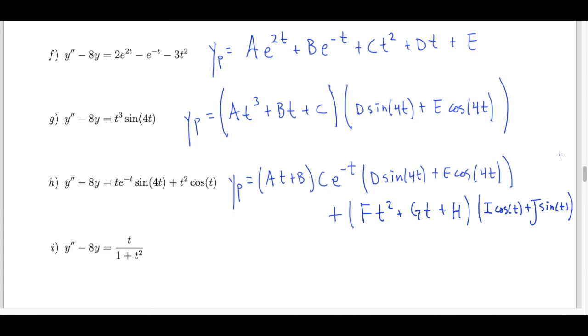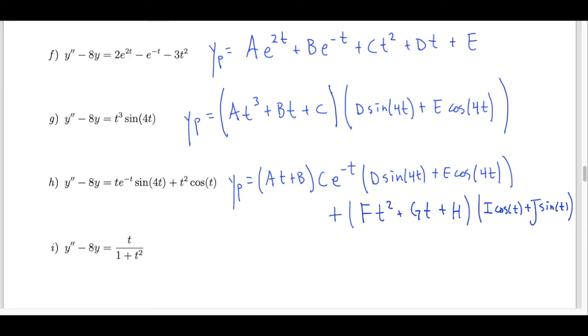Okay, there's quite a few terms going on in this y sub p. If I look at my g of t, first I have a linear function times an exponential times sine of 4t. So if I look at the corresponding terms in y sub p, I have a general linear function, the appropriate exponential, and then since I had sine of 4t, I'll have sine of 4t and cosine of 4t. Then I add a quadratic times cosine of t. So here I've added a general quadratic times cosine of t plus sine of t.